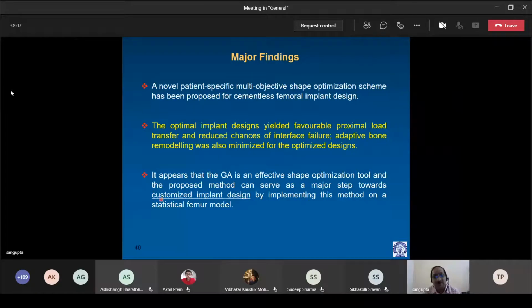So if there is a need for customization of the implant, we can act. This is a major step towards that, by implementing this method on a statistical femur model, which is basically a representative femur model that accounts for the variation in osteological parameters. So we are now going patient specific. When we say customized implant, it means it is patient specific.